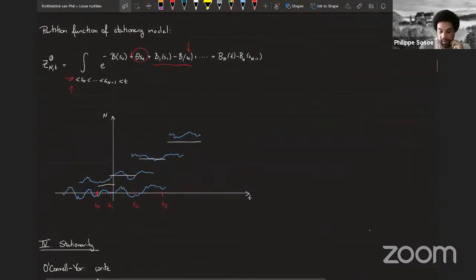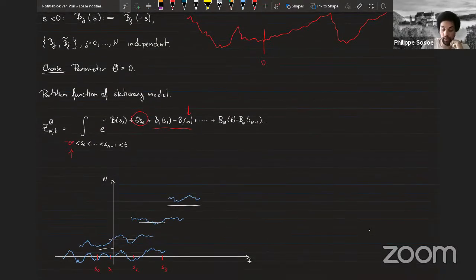Why does this integral converge? Yes, that's correct, it's not obvious. First of all, it's important that theta is positive. Start with the s0 integral. It's important that theta is positive, so this theta times s0 factor is very negative most of the time. And then the Brownian motion grows like square root of s0 for very negative times.